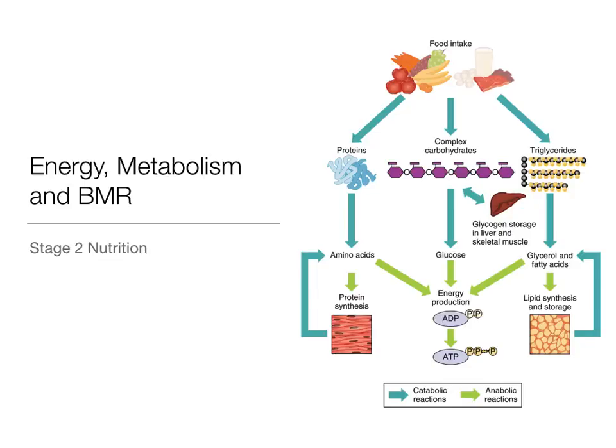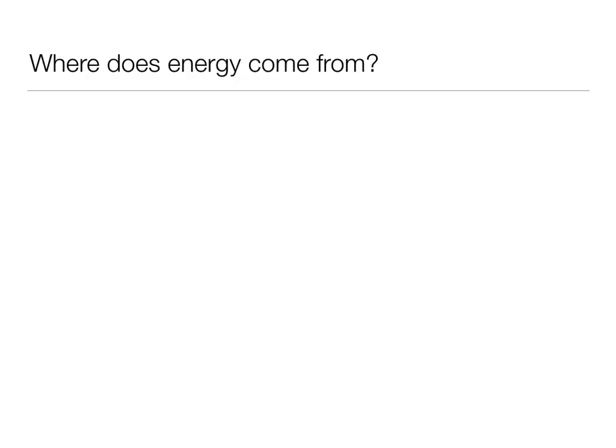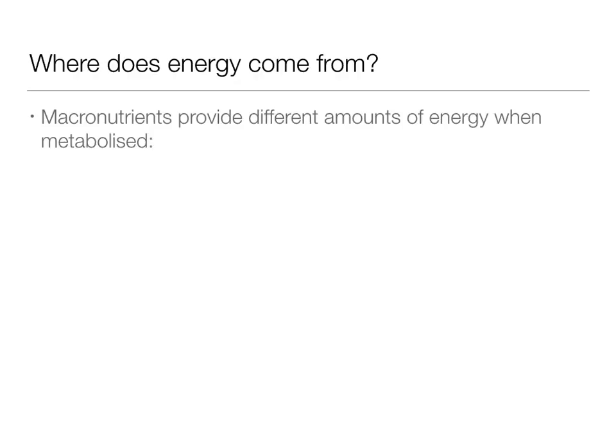This video lesson will explore energy, metabolism, and basal metabolic rate, or BMR. First, we need to understand where energy comes from. Energy comes from macronutrients in the diet, which each provide different amounts of energy when metabolized.